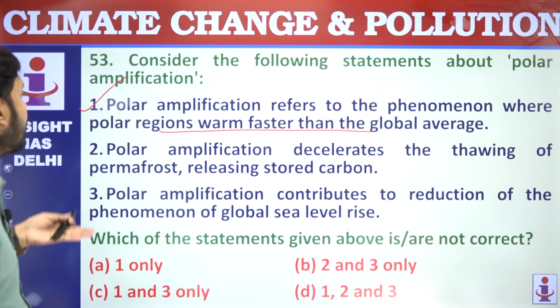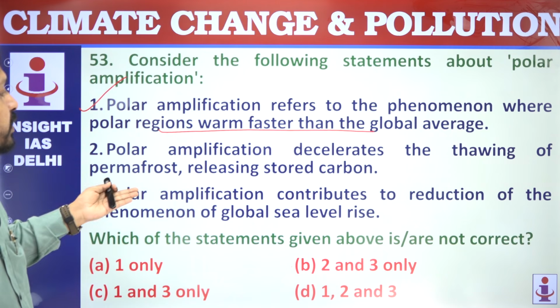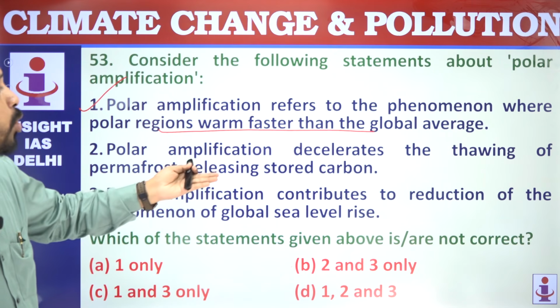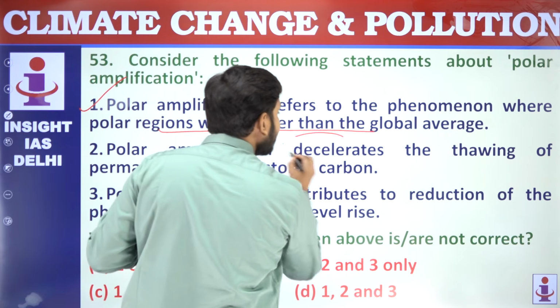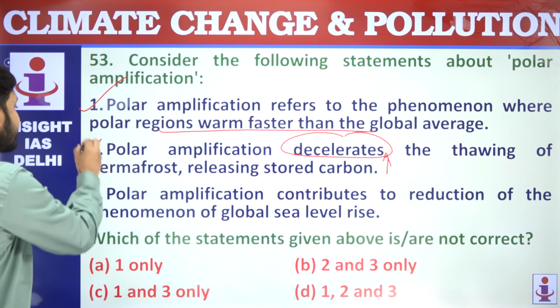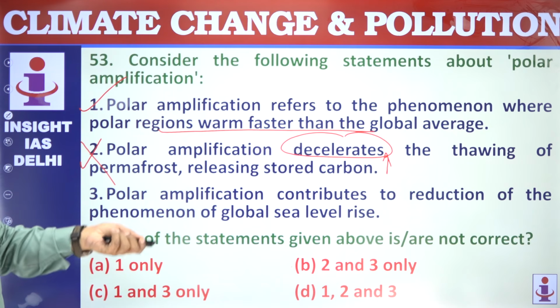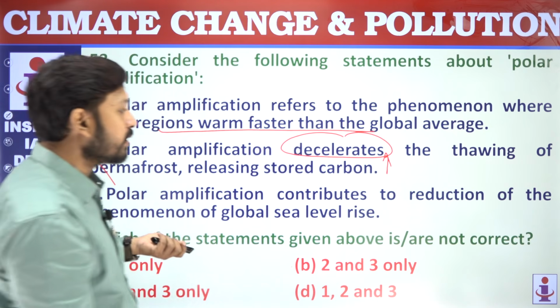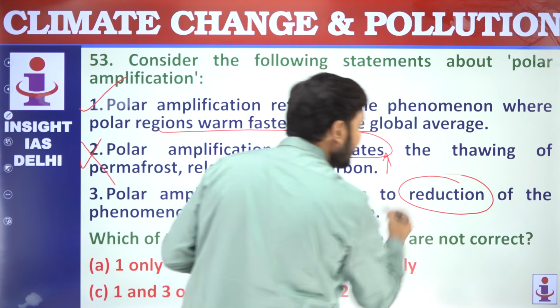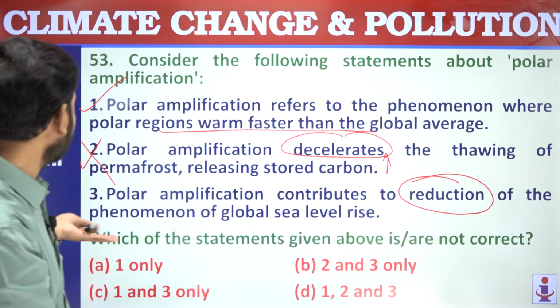This is the right. Polar amplification decelerates the thawing of permafrost, releasing stored carbon. No, they won't decelerate, they will try to accelerate, right? So this is the wrong statement. Polar amplification contributes to reduction of global sea level. No, this is also wrong. They will try to increase, right? Okay, once ice is melted, then it will try to increase the sea level, right? So this is also wrong statement.